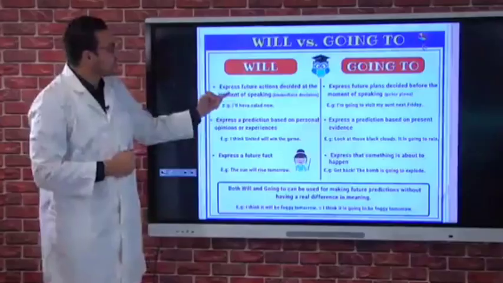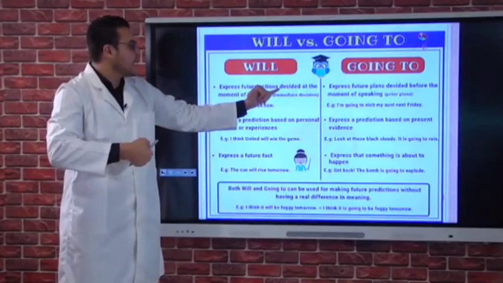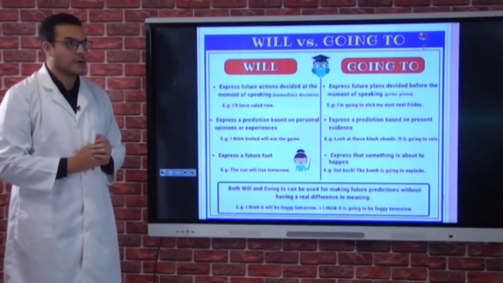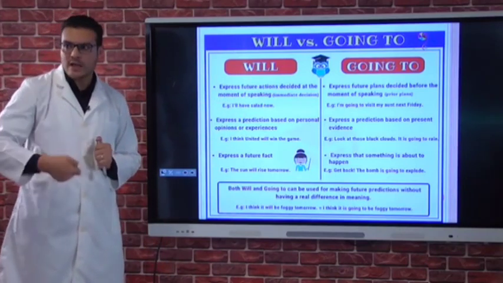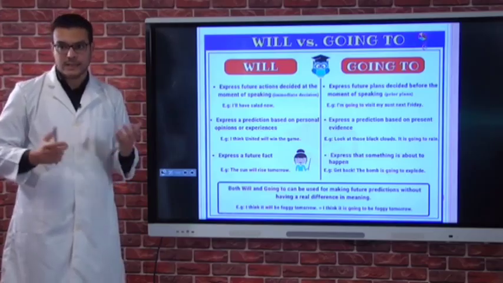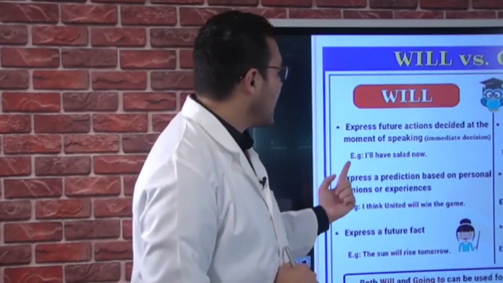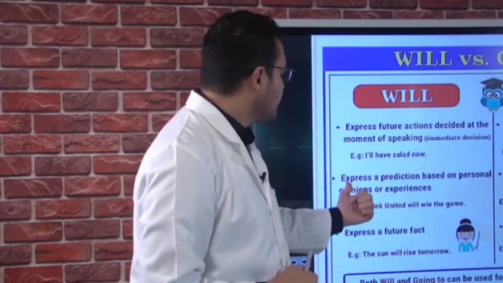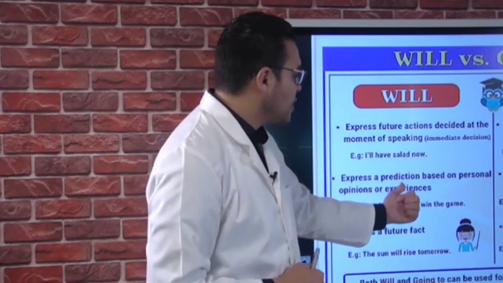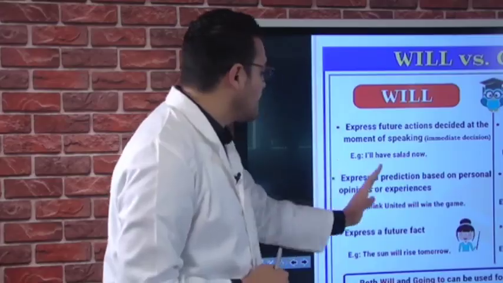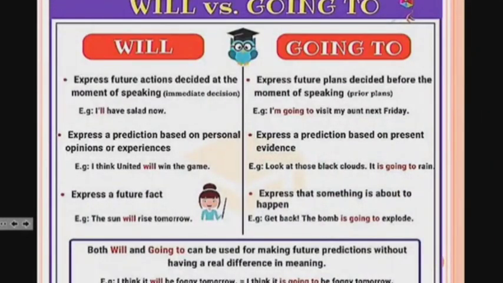Will is used to express future actions decided at the moment of speaking. For example, I say, I will visit my mom. It's a decision that I made. I'll have a salad now. It is also used to express a prediction based on personal opinions or experiences. And what do I mean by predictions? It means guesses. To guess something, or to have a prediction, to predict.